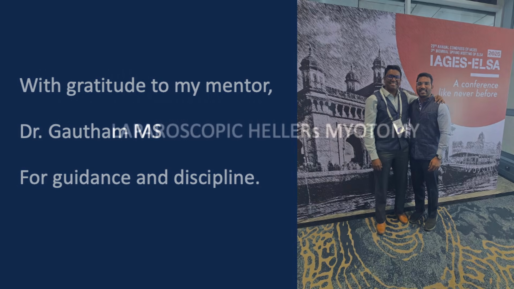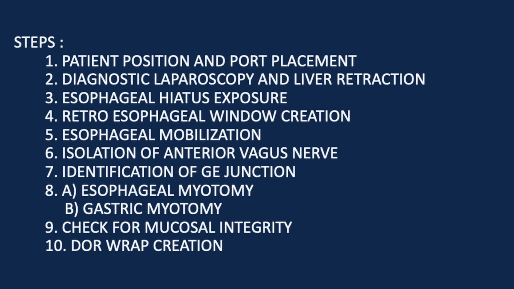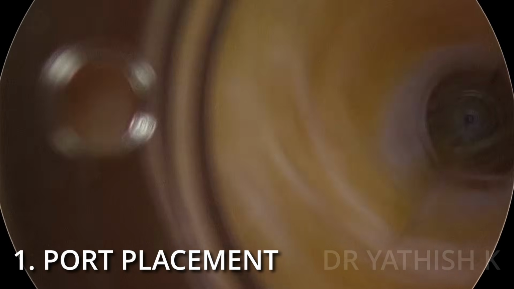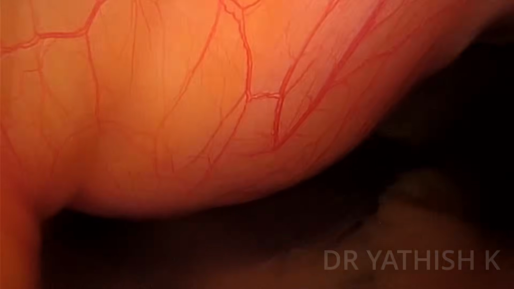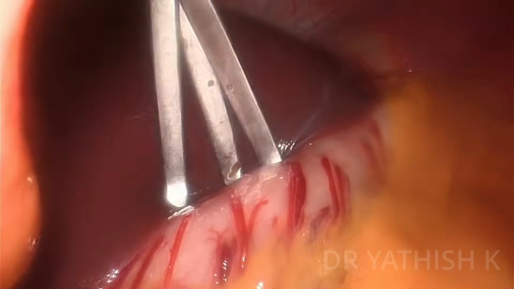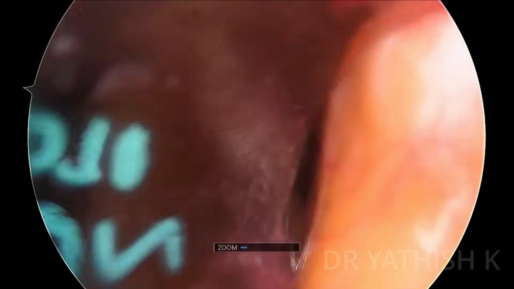In this video, we're going to look at laparoscopic myotomy with Dor fundoplication for a patient with achalasia cardia. This patient underwent endoscopic dilatation twice elsewhere, which failed, and she started developing symptoms of dysphagia yet again. So I've planned for a laparoscopic myotomy in this patient.